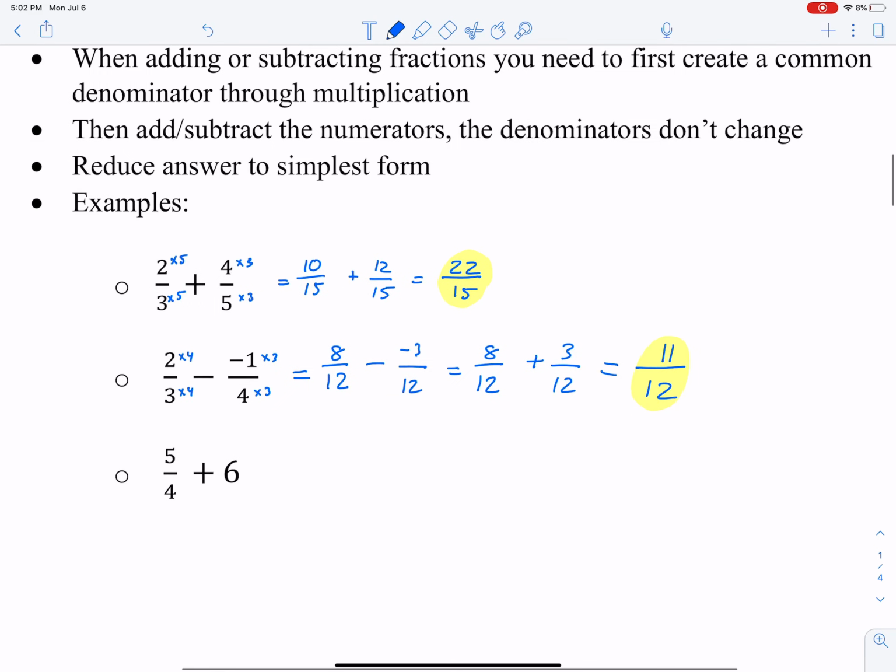Last one, we have 5 over 4 plus 6. So we know 6 is a whole number, so we're going to write it over 1. The common denominator between 4 and 1 is just going to be 4. So we only need to modify this one. We multiply top and bottom by 4. So we have 5 over 4 plus 24 over 4. And we know our final answer is going to be over 4. So now we're going to add up 24 and 5, and we get 29 over 4.